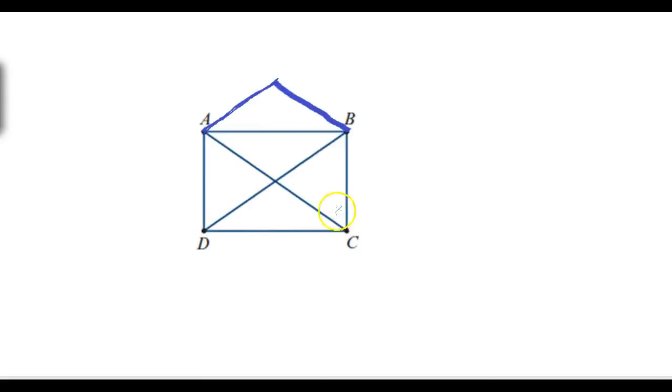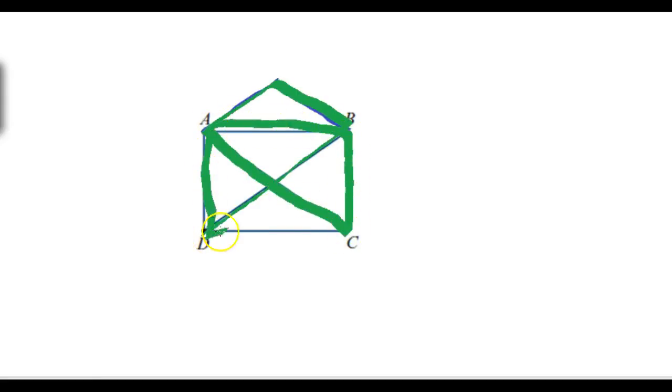So here we have exactly 2 vertices with an odd number of degrees, 3 here, and A and B now have an even number of degrees. So we should be able to traverse this starting at one of the odd vertices and ending at the other without lifting the pen from the page. And there we have it.